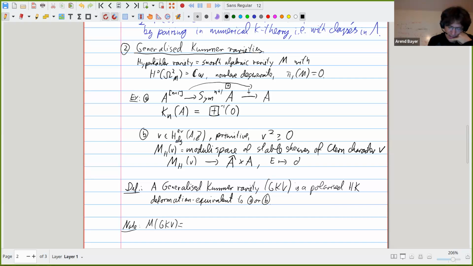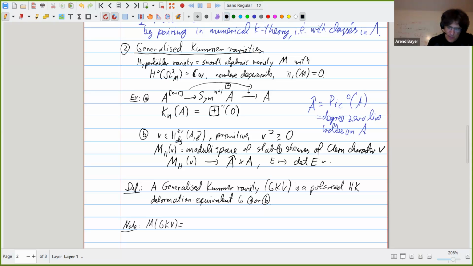let me simplify a little bit here. So here you take the determinant of E. This gives you a line bundle. Then up to some normalization, you get a line bundle of degree 0, which is in A hat. So here A hat is Pic^0 of A, the degree 0 line bundles on A.